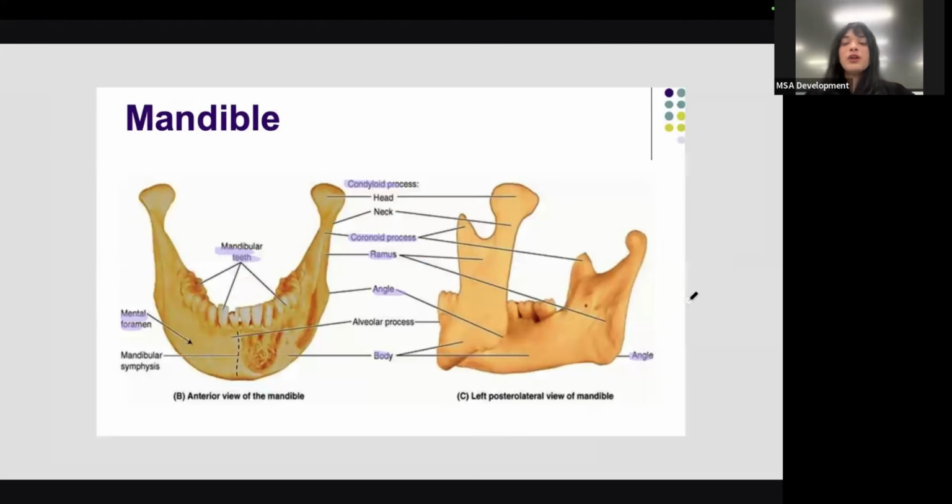Okay. Moving on to the mandible, which is your jaw. We're just gonna look at a few structures. Okay, nothing. Don't start memorizing. This is the mental foramen.